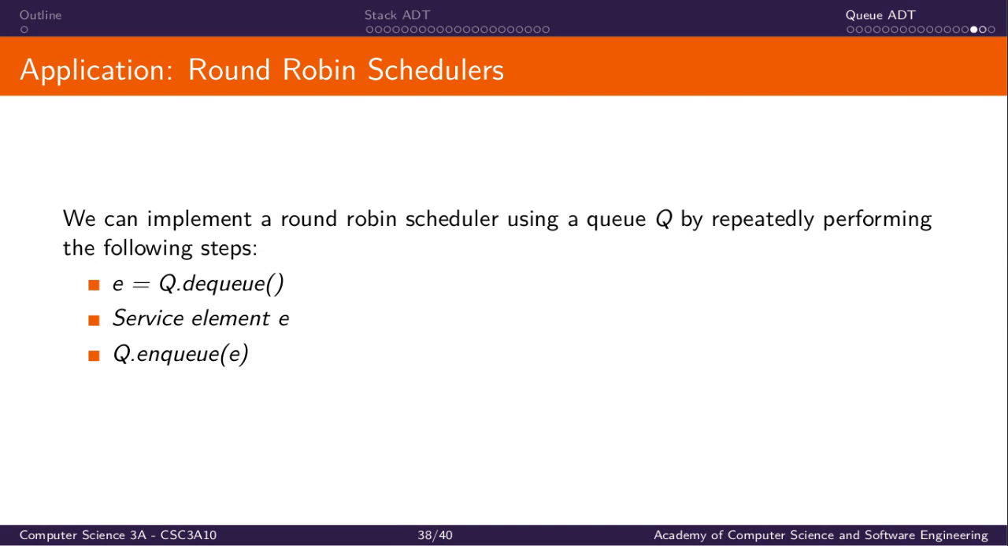All right, and we can implement our round-robin scheduler using a queue by repeatedly performing the following steps. We would simply dequeue whatever is the frontmost service, the one that arrived first, from our queue, service that element, so allow it to have access to resources, then enqueue it, which adds it to the end of our queue. All right, we actually already looked at that. We understand that now we have our queue ADT. By simply calling these two methods and between them actually servicing that request, we can achieve that round-robin scheduler that we discussed before.